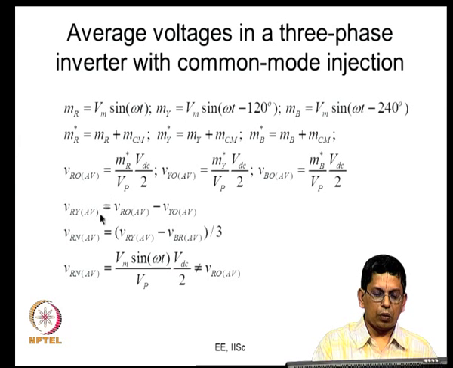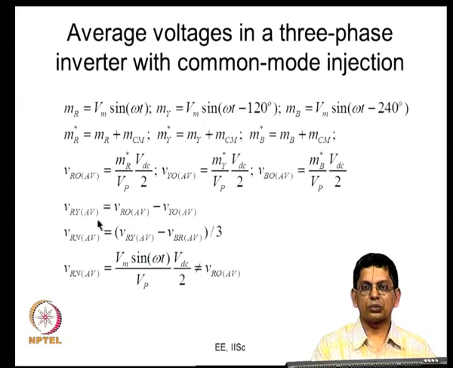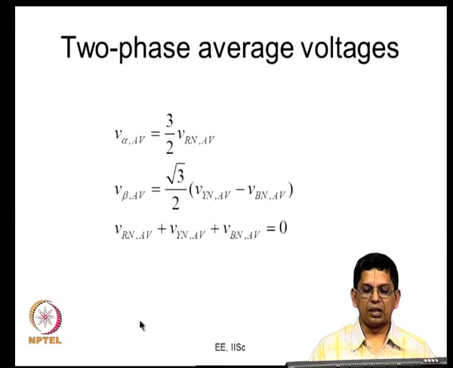So, your VRY average and VRN average will be sinusoidal, but what will happen when you go into overmodulation, that is when MR star goes greater than VP, this will get clipped to plus VDC by 2. When MR star goes below minus VDC, it will get clipped to minus VDC by 2, and therefore, your VRO average will be a peak clipped waveform. So, that is what would result in distortions as we had seen yesterday.